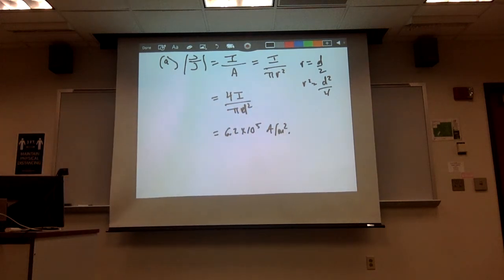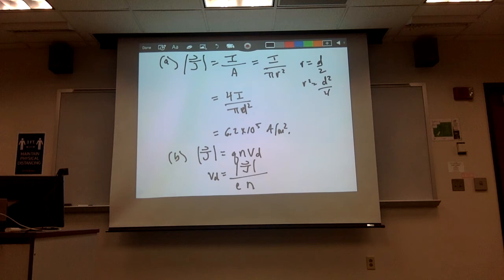Okay. Part B then says, okay, well, what is now the drift velocity? Well, we now know that the magnitude of the current density is simply equal to the charge of the charge carriers times the number density times the drift velocity. So in this case, my drift velocity is simply equal to the current density divided by the charge of the charge carrier, which in this case is an electron, so we just put an e there, times the number density.